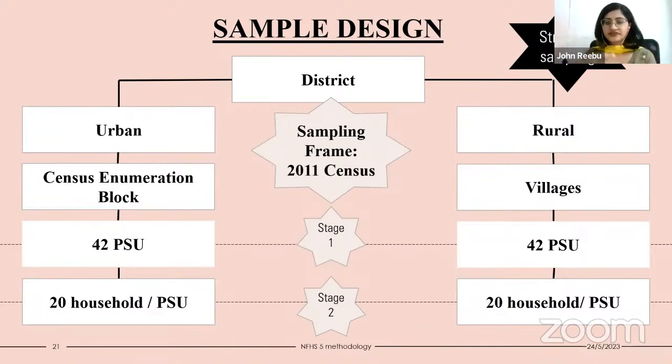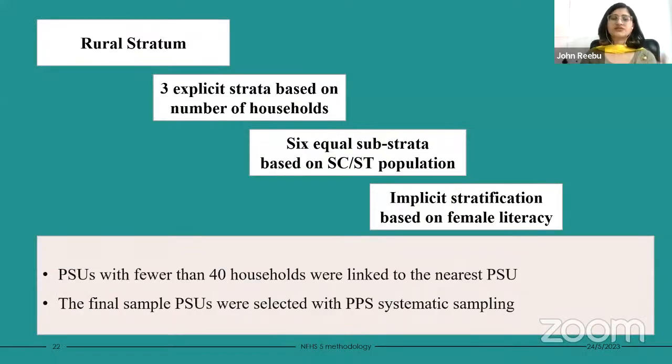So the whole sampling frame that was taken for conducting the survey was the 2011 census. As I mentioned, it was divided into a rural stratum as well as an urban stratum. Coming to the rural stratum, each rural stratum was then divided into three explicit strata based on the number of households. And these three explicit strata were again subdivided into six equal substrata based on the number of scheduled caste and scheduled tribe population. There was implicit stratification also that was done based on female literacy.